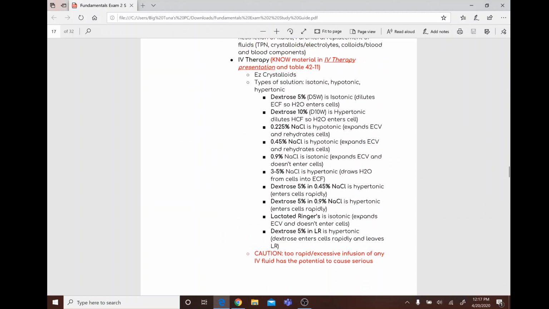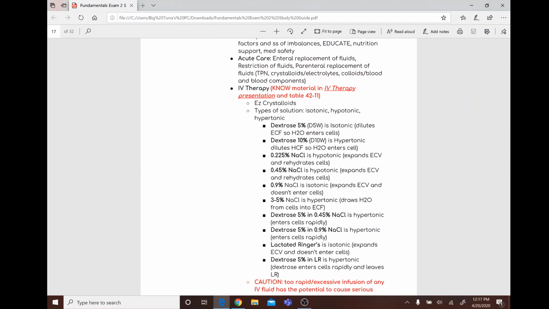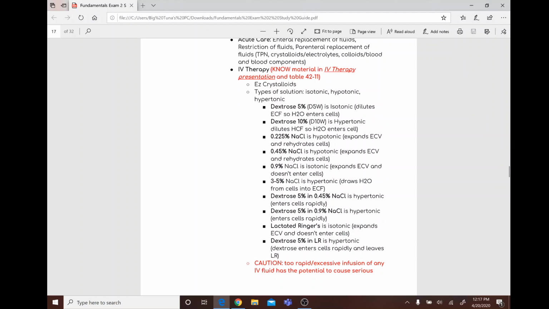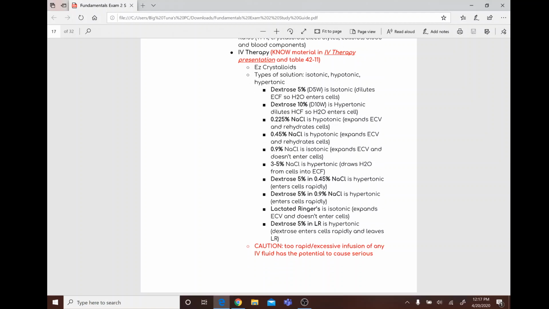All right. What is the solution of dextrose 5%? Isotonic. What is the solution of dextrose 10%? Hypertonic. What is the solution of 0.225% NaCl? Hypotonic. What about 0.45% NaCl? Hypotonic. What about 0.9% NaCl? Isotonic. What about 3 to 5% NaCl? Hypertonic.